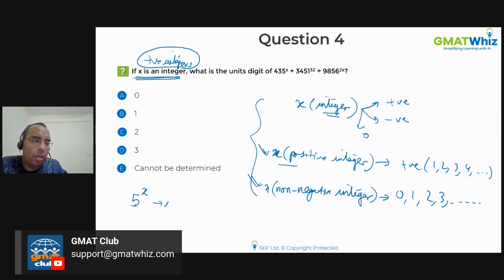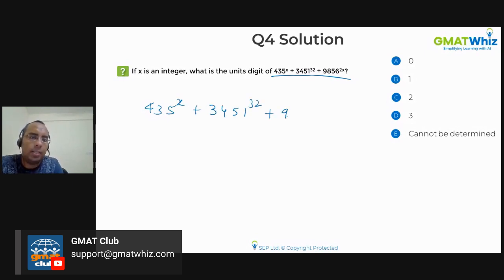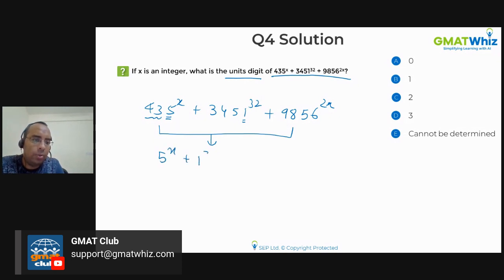One more important thing: a lot of people subconsciously think, hey, if I have 5 to the power 0, the units digit... let me write it on the next slide. When you see this expression, 4 to the power 35 to the power x plus 3451 to the power 32 plus 9856 to the power 2x, when you're finding the unit digit, you just focus on the unit digit, right? You don't need to worry about the digits before that. So you can write this whole expression as 5 to the power x plus 1 to the power 32 plus 6 to the power 2x. And obviously 1 to the power 32 is 1.